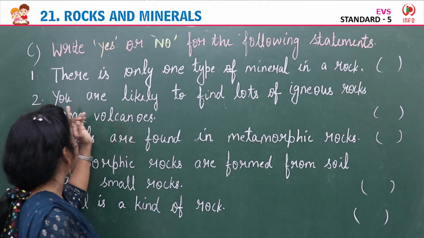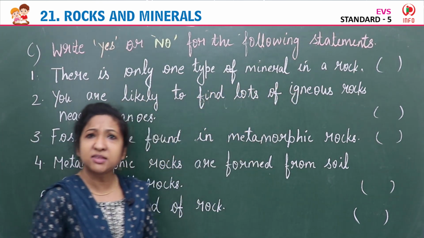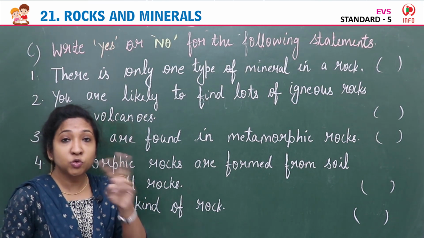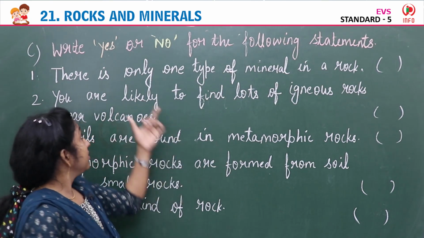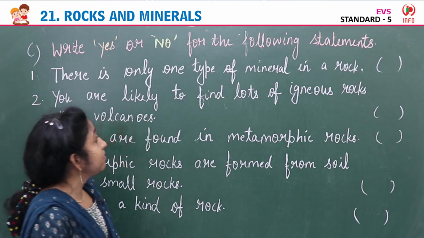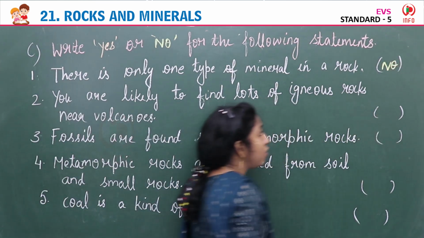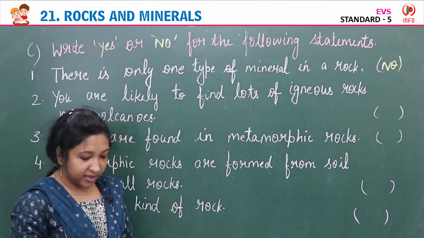So first statement, there is only one type of mineral in a rock. Is that statement correct? No, isn't it? There are 2 or more than 2 minerals in a rock. So there is only one type of mineral in a rock is a wrong statement. So write no in the brackets. N-O, no.